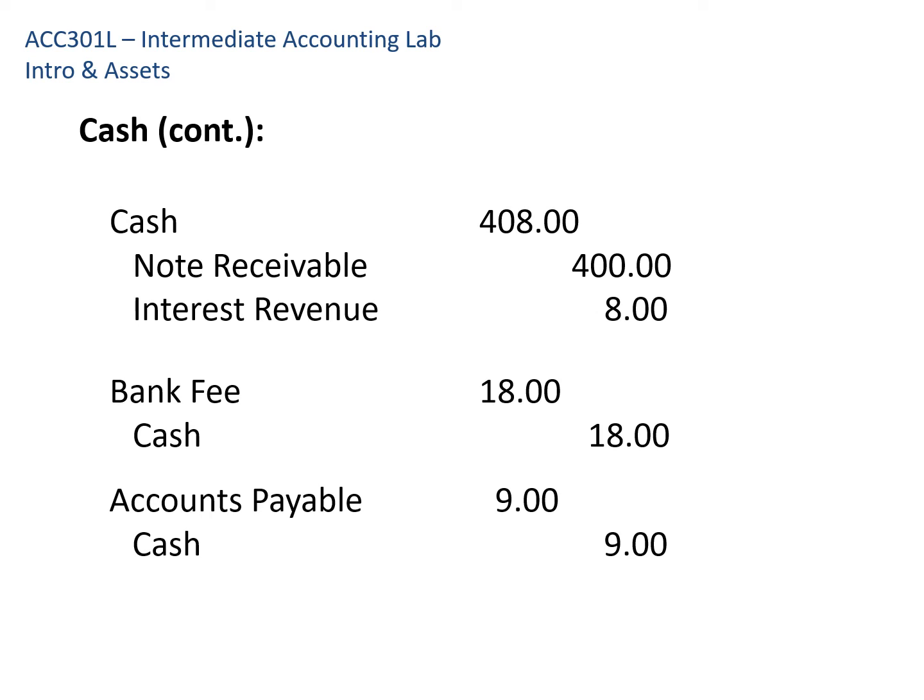The second entry would be to debit bank fee or miscellaneous expense. Some companies use that for $18 and credit cash for $18. And then the last entry is to make that correction on a check that was written in error: debit accounts payable and credit cash for $9. So those are the entries that would be required to be made as a result of the process of reconciling the bank statement.